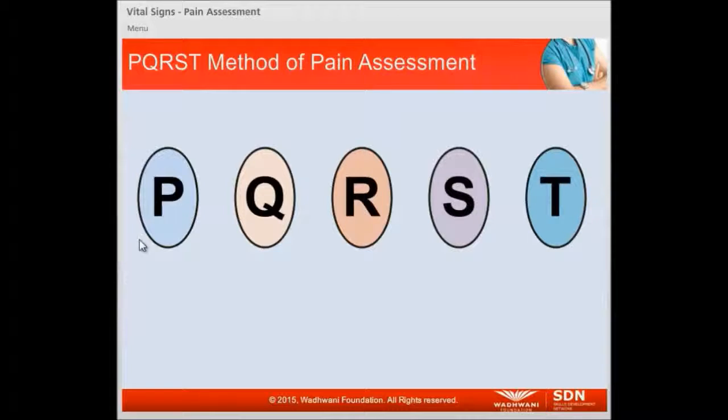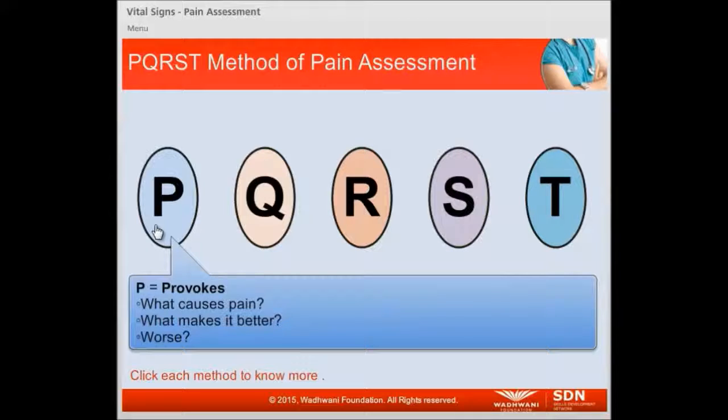PQRST method of pain assessment. Click each method to know more. P equals provokes. What causes pain? What makes it better? What makes it worse?